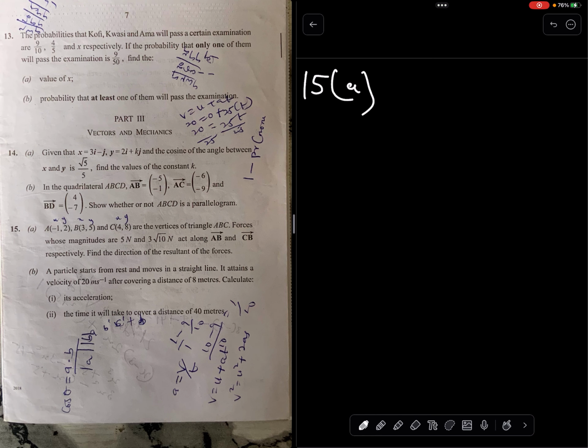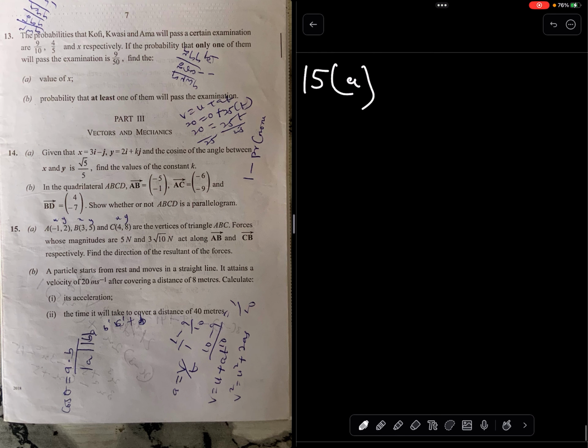A with coordinates (-1, 2), B (3, 5), and C (4, 8) are the vertices of triangle ABC. Forces whose magnitudes are 5 newtons and 3√10 newtons act along AB and CB respectively. Find the direction of the resultant of the forces. Okay, let's do this.